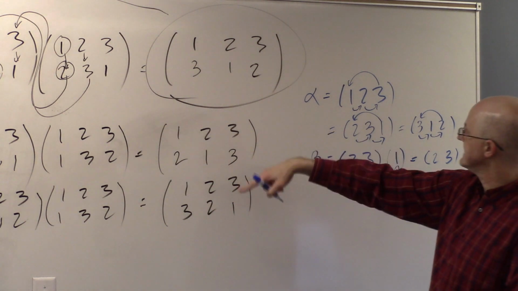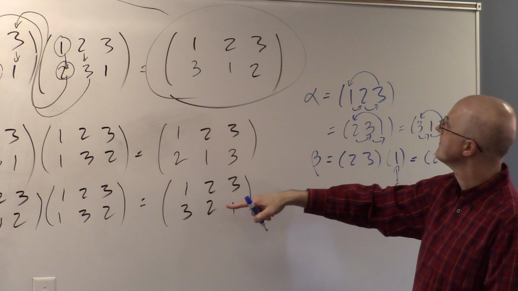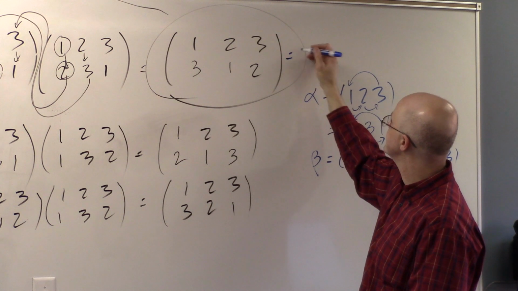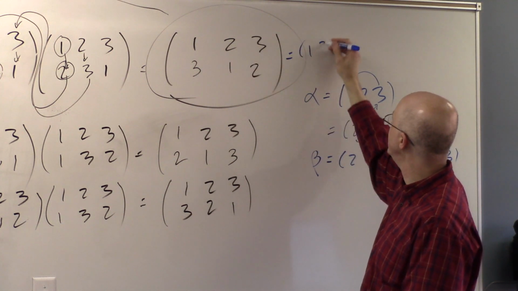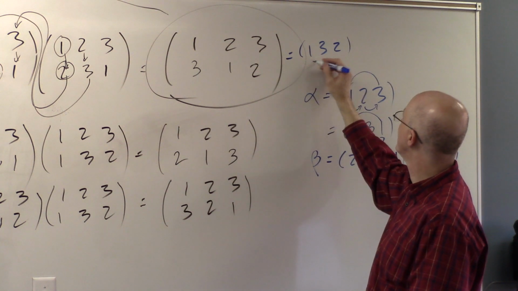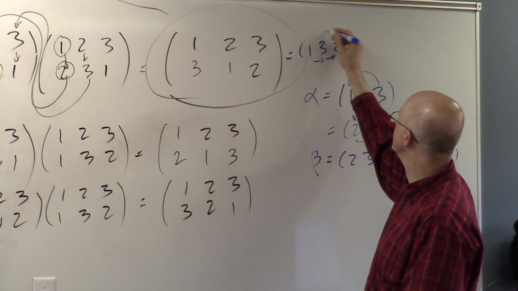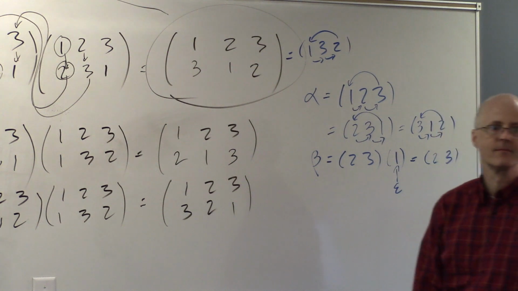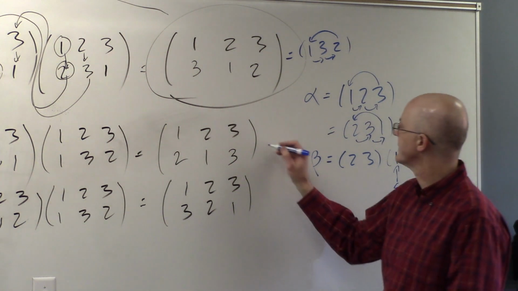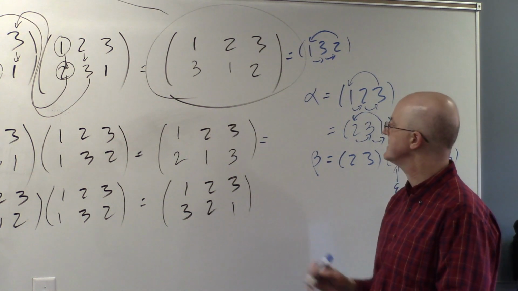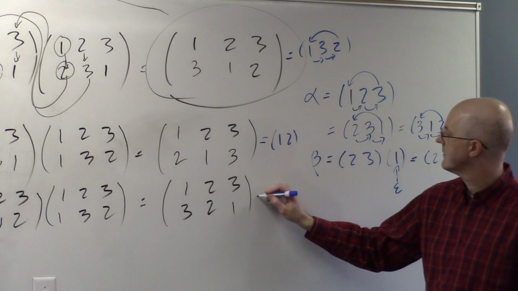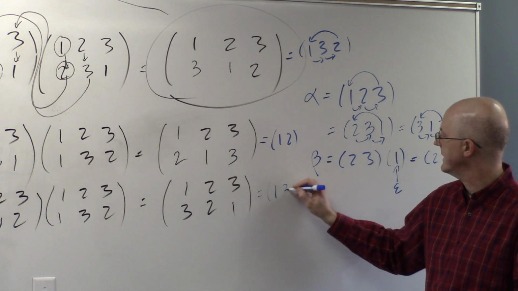Coming back to these things here, alpha squared, this is the answer in array notation. In cycle notation, 1 gets mapped to 3, 3 gets mapped to 2, and 2 gets mapped back to 1. That's the way that this notation goes. With this one, 3 stays fixed, it's 1 and 2 that cycle. And with this one, 2 stays fixed, it's 1 and 3 that cycle.